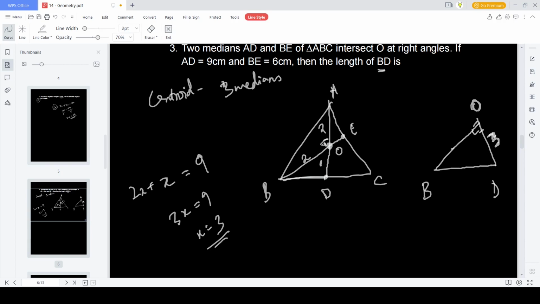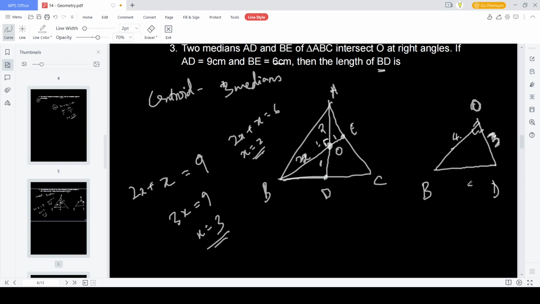Similarly, this is also in the ratio 2:1. So if I see BO is to OE, you'll get 2:1. So 2x plus x is equal to, here it is 6. So x comes as 2 here. So I need 2x over here because it is 2:1 from the vertex to the base. So 2:1, hence this will be 4. So this will be 4.